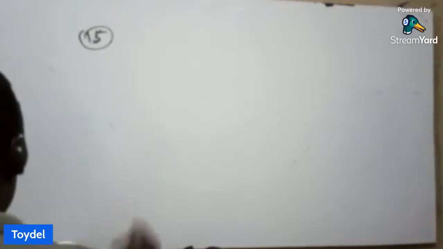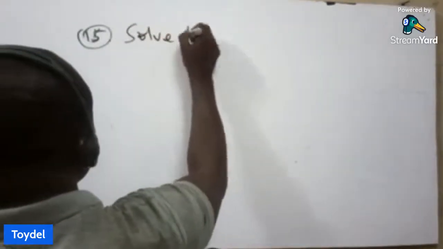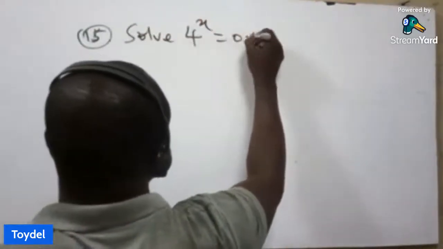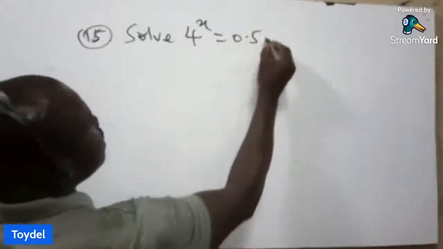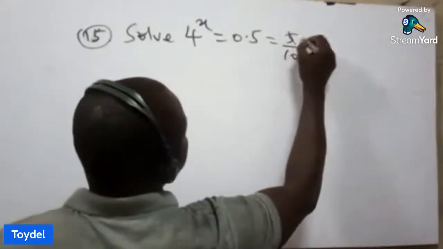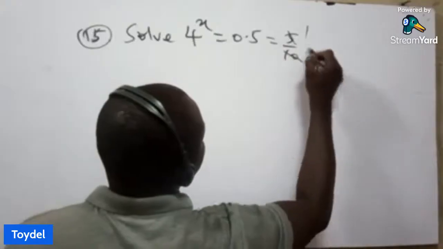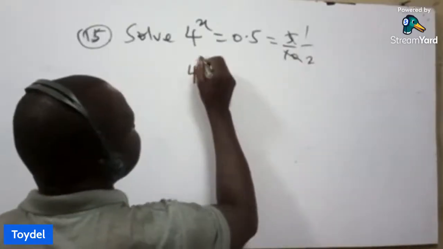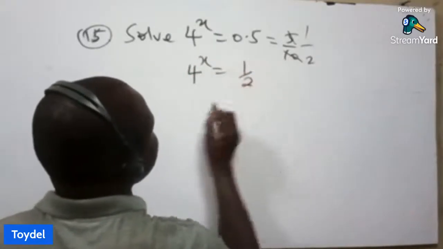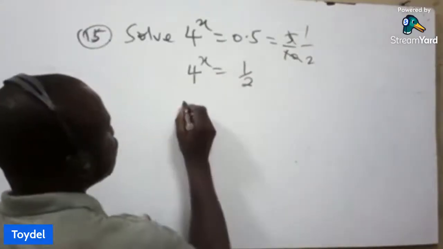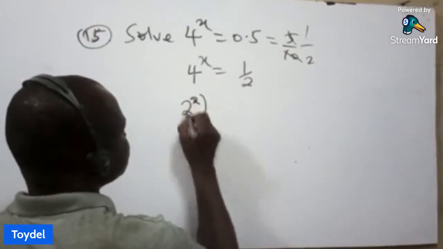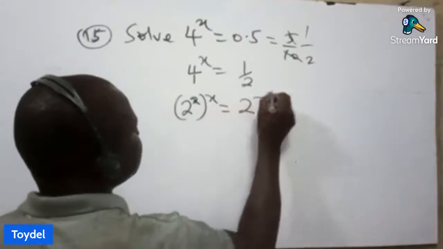Look at this now. This is another question. We have to solve 4 raised to power x is equal to 0.5. Of course, 0.5 is 5 all over 10. 5 divided by 5 is 1, 10 divided by 5 is 2. That's half. So I'm going to get 4 raised to power x equal to 1 all over 2. I can write 4 as an index of 2. I'll change 4 to 2 raised to power 2, in bracket, to the power x, equal to 2 raised to power minus 1.